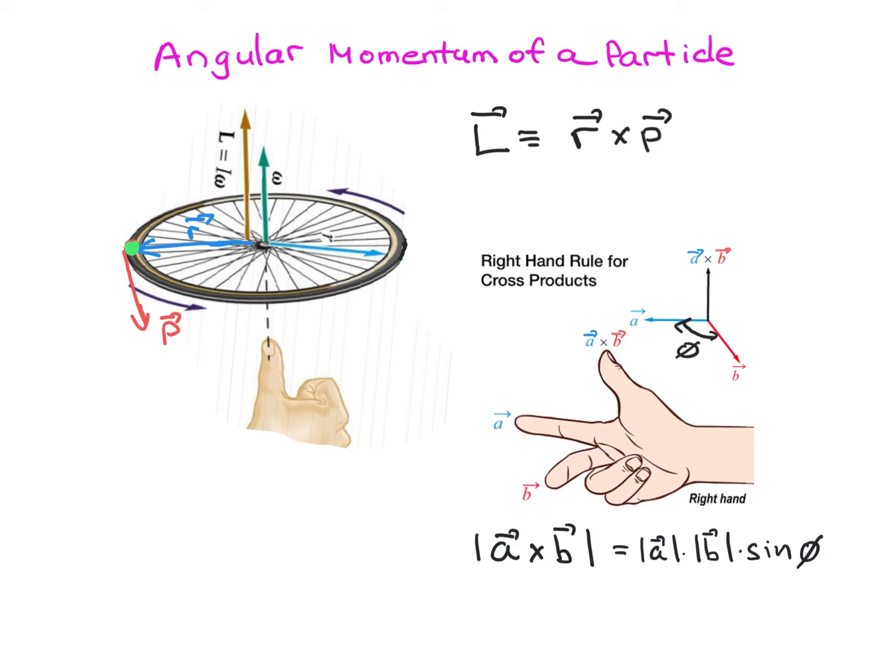And not only that, but the rule for determining the magnitude of the cross product of two vectors is you just take the product of the magnitudes of the individual vectors, and then you multiply by the sine of the angle between the vectors. So that means, for example, that if A and B are perpendicular to one another, then the magnitude of the cross product of A and B is just the product of the magnitudes of vectors A and B, since the sine of 90 degrees is 1.